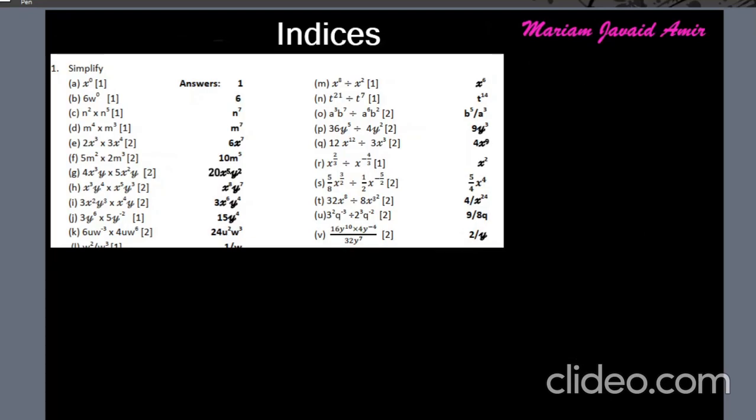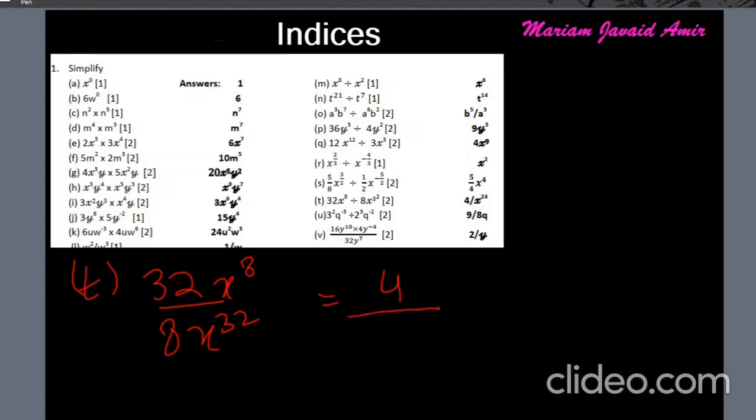Alright, next up is part T, which is 32x power 8 divided by 8x power 32. So 32 over 8 is 4. Then in the denominator, since 32 is the bigger number, 32 minus 8. So we get 4 over x power 24.